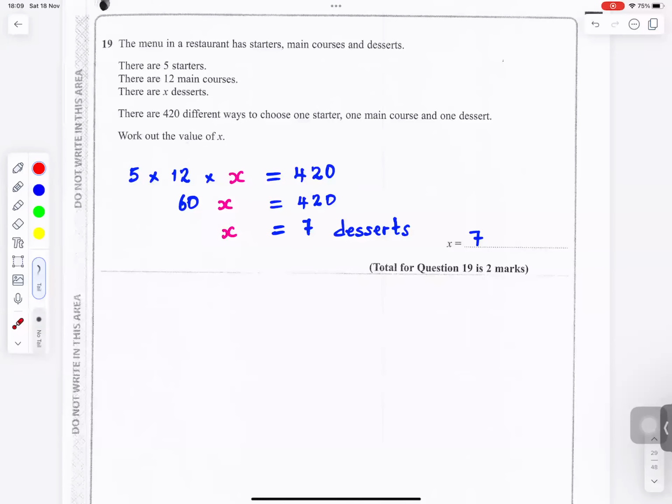Question 19. The menu in a restaurant has starters, main course, and desserts. There are 5 starters, 12 main course, and X dessert. And all of that will multiply to 420. So 5 times 12 is 60. So it's 60 times X equals to 420. So 420 divided by 60. I do 42 divided by 6, which is 7, and I cross out the zeros first. So it's 7 desserts.